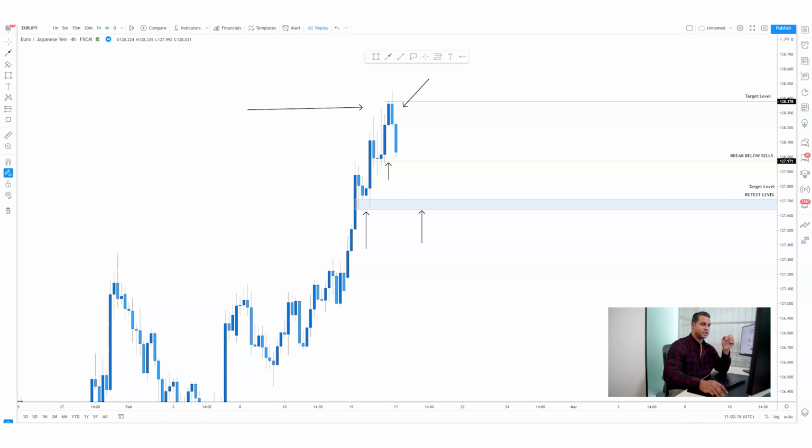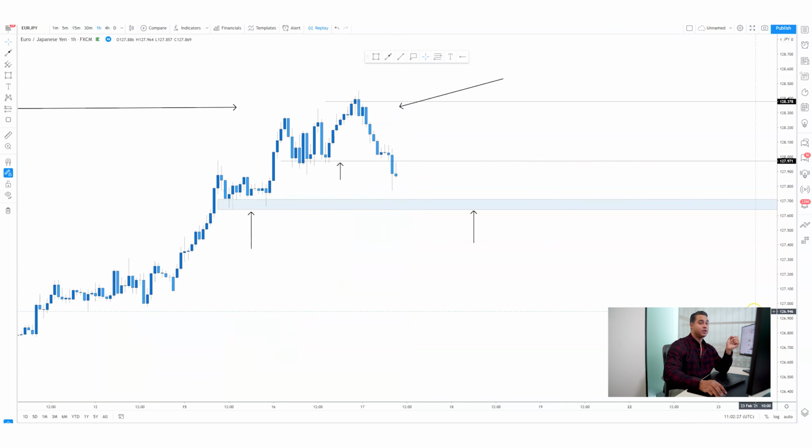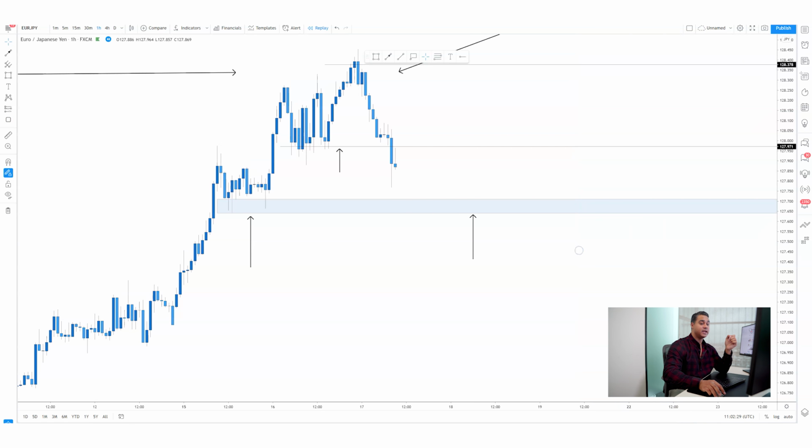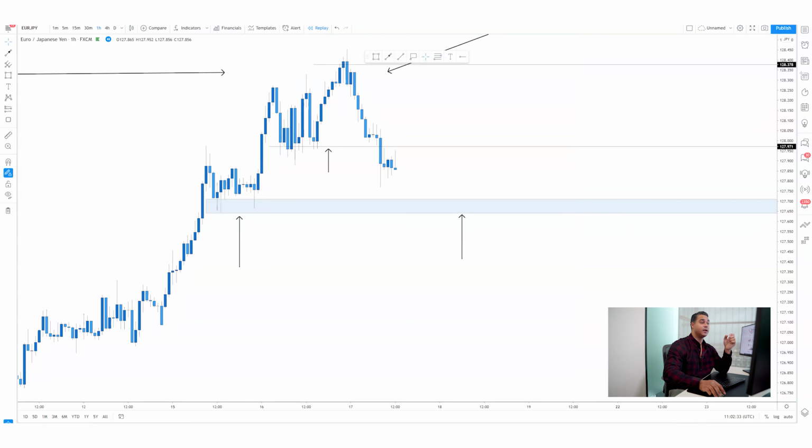So all we simply do in this scenario is wait for the momentum shift. Now we have price showing signs of bearish sentiment again. We scale down to our hourly time frame, and what we're looking for here is our wick rejections on the new hourly candle. Now we have our wick rejection.